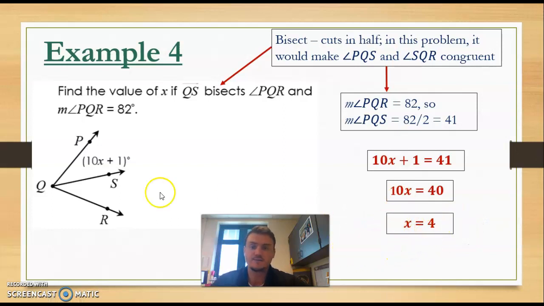Now if you take x equals 4 and plug it back in, 10 times 4 is 40, plus 1 is 41. So this is 41. This would be 41. They add together to be 82. So again, bisect just means it cuts in half.